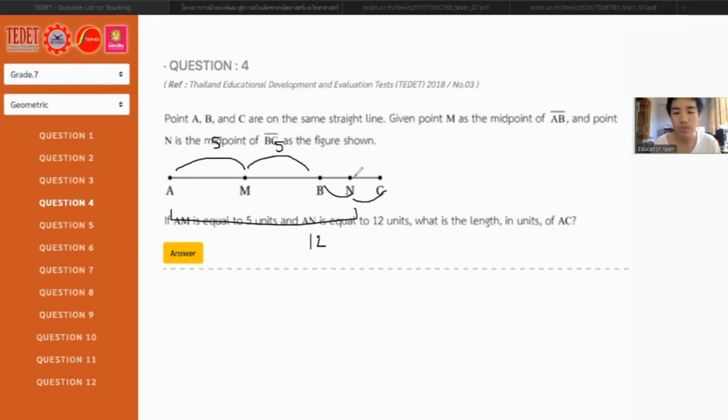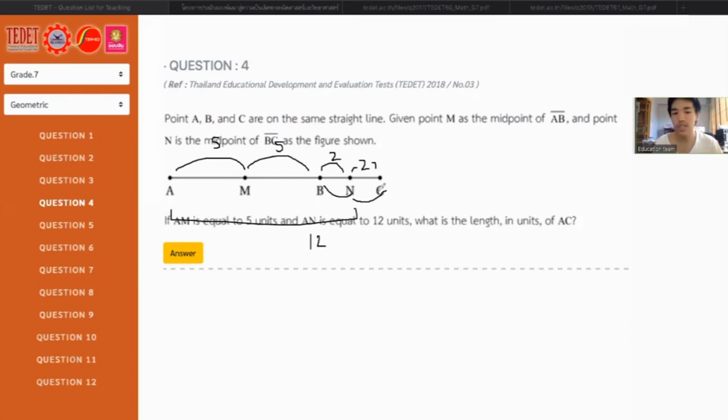Okay, what's BN now? Well, BN is AN, which is 12, minus AB. Well, AB is 2 bits of 5, right? So it's 5 and a 5, which is 10. If it's 12 here and we have 10 here, it must be 2 here. Is that okay, everyone? That must be 2. Now, N is the midpoint of B and C. So if BN is 2, then NC must also be 2. And that now gives us the answer because we want AC, right?